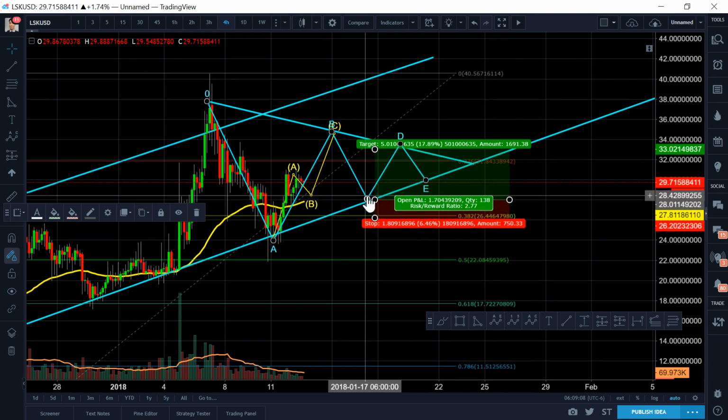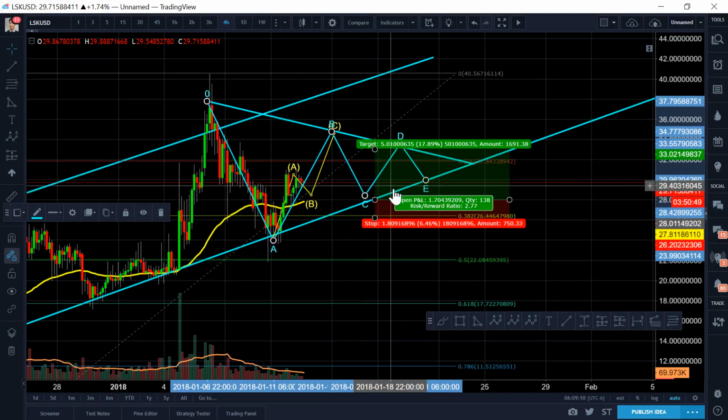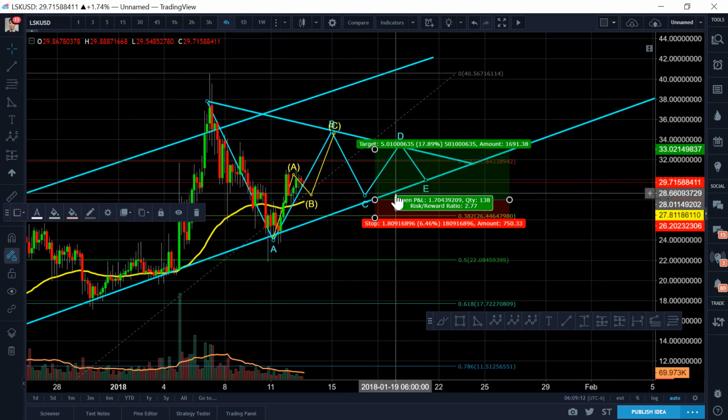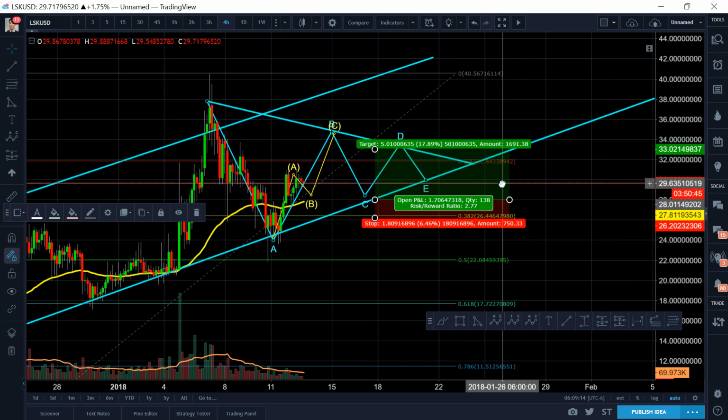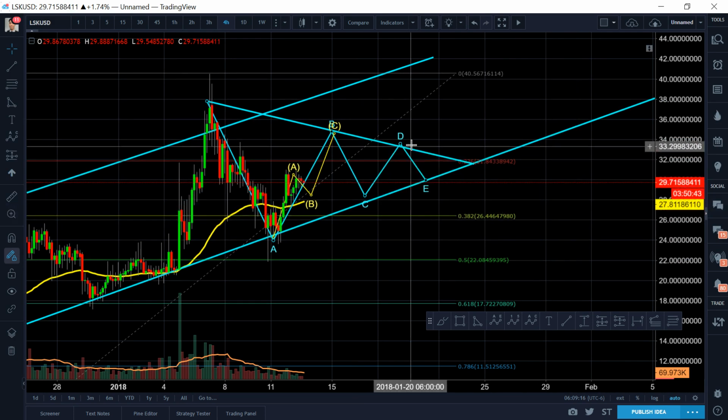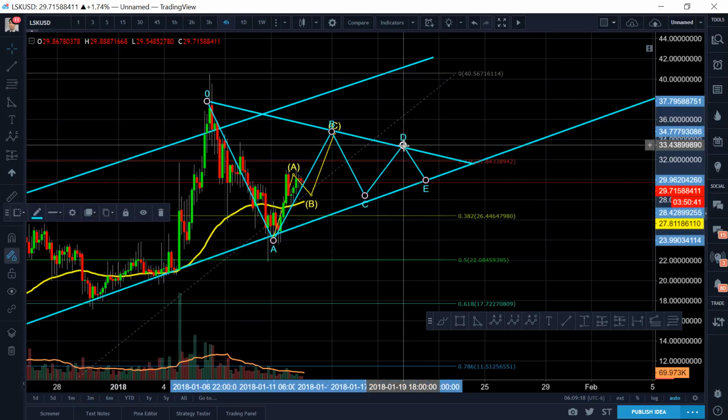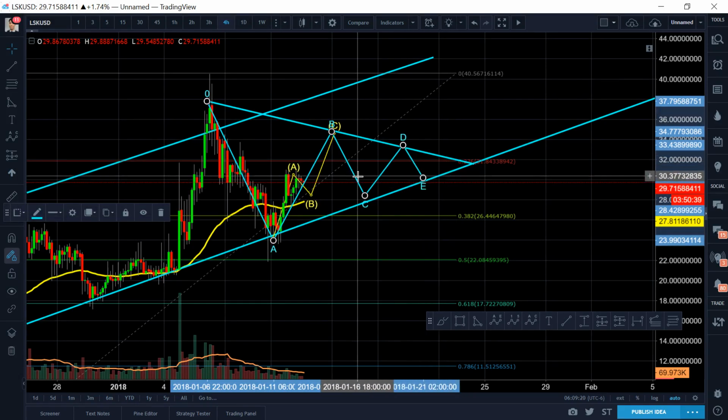So if it does bounce on C and I get a confirmation, that's a possible 18% uptrend. Always look at the price on the right when I talk. And then yeah, we can expect one more bounce off of D, and then we can get an E if that were to be valid.